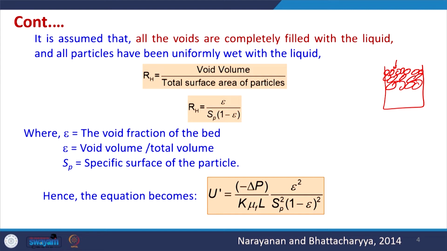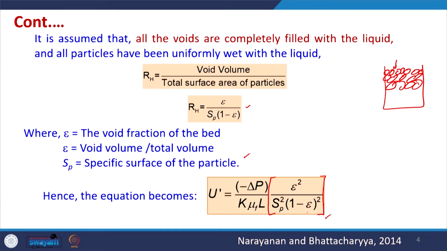Under that condition the hydraulic radius can be defined as void volume divided by total surface area of the particles. Now, if we assume this, we can further get this particular equation where Sp is the specific surface area of the particle, and epsilon is the void fraction of the bed or the porosity, which can also be defined as void volume divided by total volume. This we can find out using the trick that we did in the previous lecture itself.